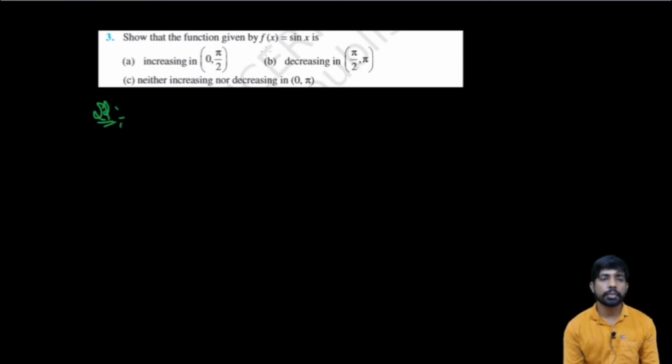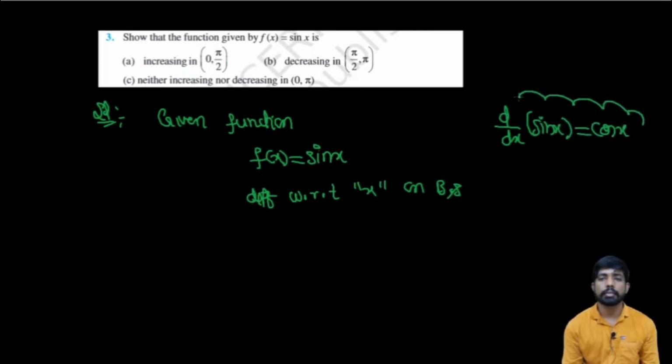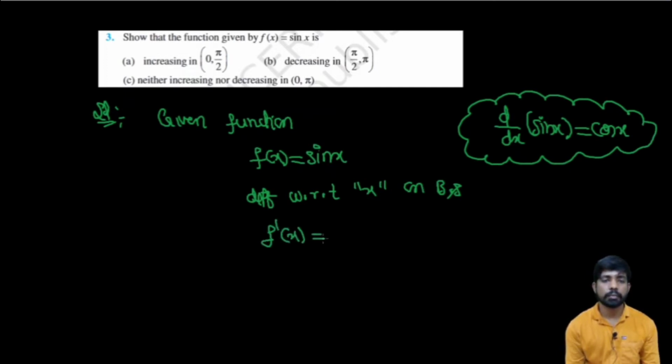Here we have the third question. Show that the function given by f of x is equal to sine x. First write the given function, f of x is equal to sine x. Differentiate with respect to x on both sides. Differentiation of sine x is always cos x, remember. This is the formula. So f dash of x is equal to cos x.